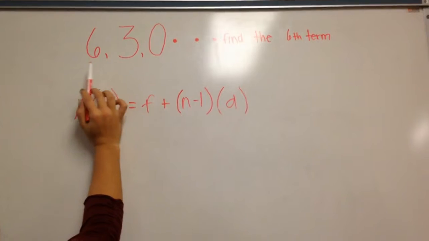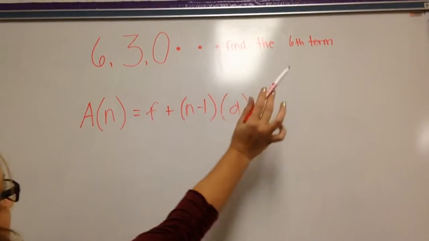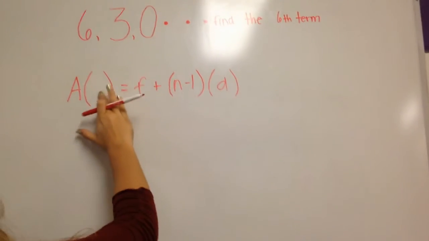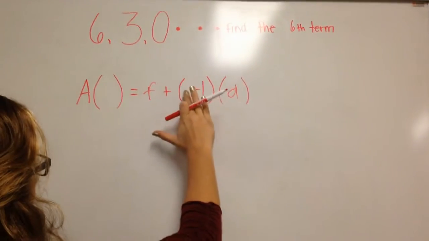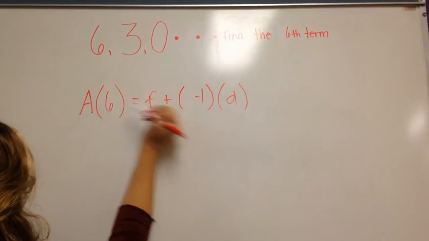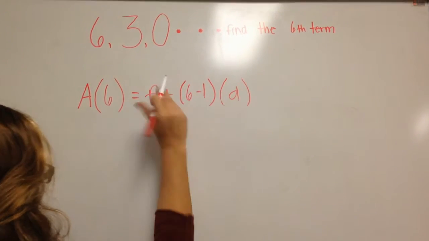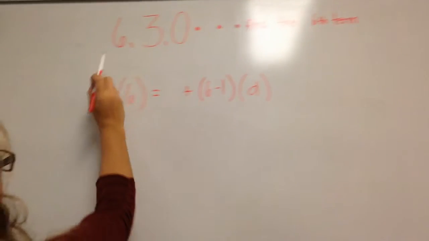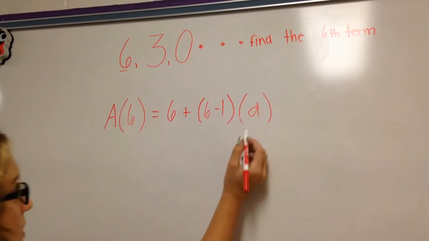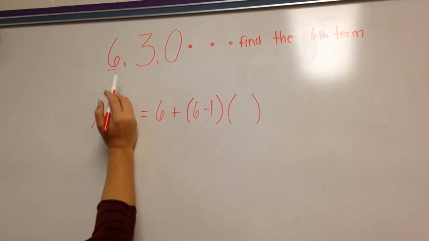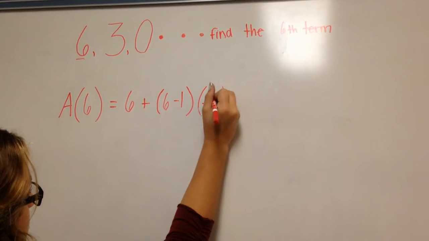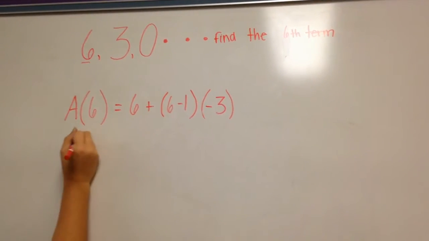Now we have a new sequence, 6, 3, 0, and finding the sixth term. First thing you do is plug in the numbers. So, first we want to plug in the n. The n would be 6, because you're finding the sixth term. Then you plug in the f, which is the first term, which would be 6. And to find the common difference, the difference between 6 and 3 is minus 3, so you would put minus 3. After that, you solve.